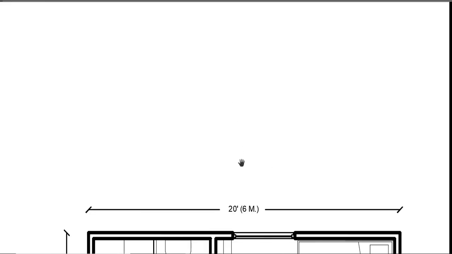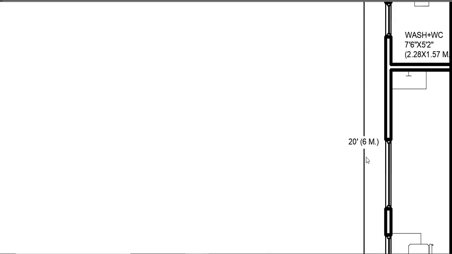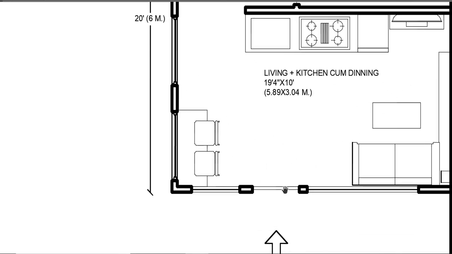So this is the floor plan of the house. The total area I have taken is: the width is 20 feet, in meters 6 meters, and the length is 20 feet, in meters 6 meters. In the front we have a door here. After that we'll go inside.